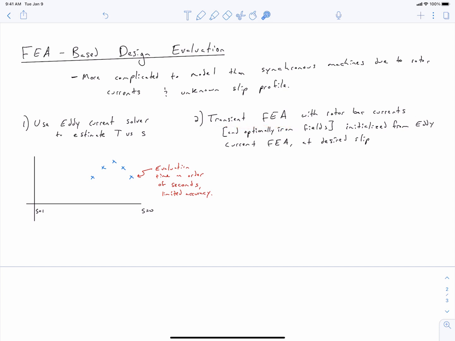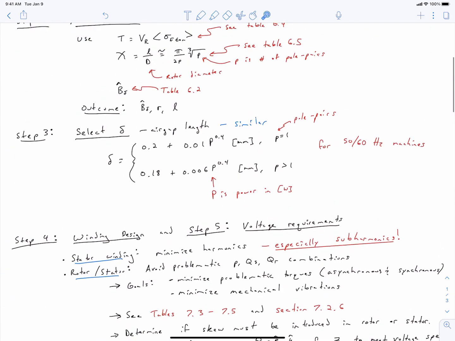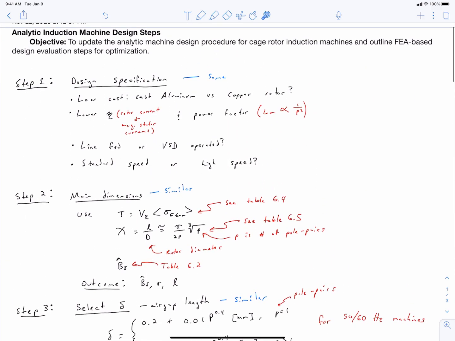Okay, so with that said, that concludes this video. Let's summarize what we've done here. We have updated our analytic machine design sizing procedure for a cage rotor induction machine. And we've outlined FEA-based design evaluation steps that can be used with an optimization algorithm. So we've outlined steps that decrease our solve time to a level that we can actually link this up to an optimization algorithm.